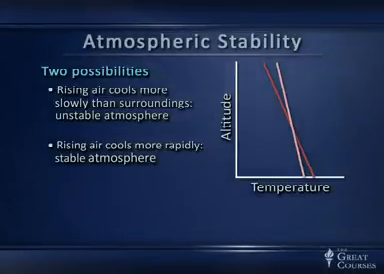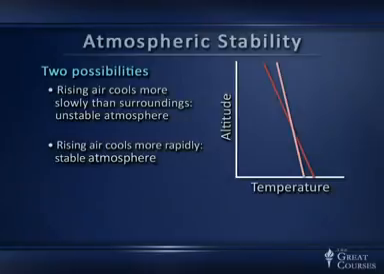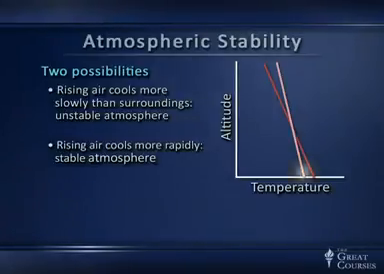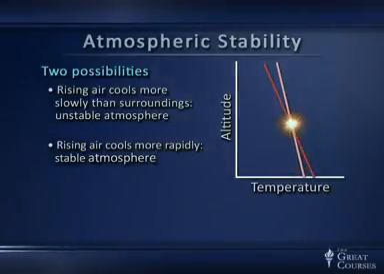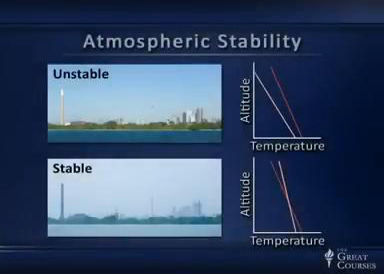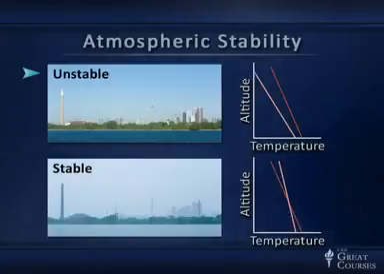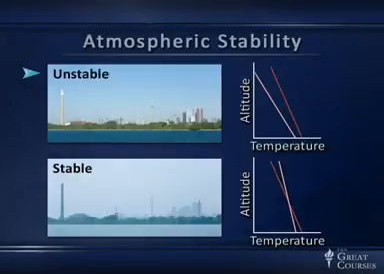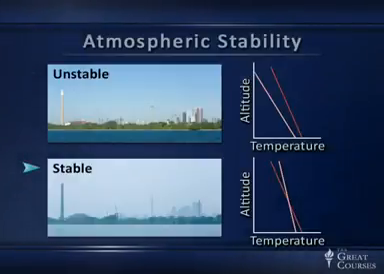And when that happens, we have a stable atmosphere, and the rising parcel eventually reaches a point where it's in equilibrium with surroundings and it can't rise any farther. And that's what gives rise to dangerous smog conditions. Here's a picture of the two conditions. We see an unstable atmosphere, a clear day. This is the city of Toronto viewed from across the lake. And we see a situation where the atmosphere is stable and the smog is trapped in.